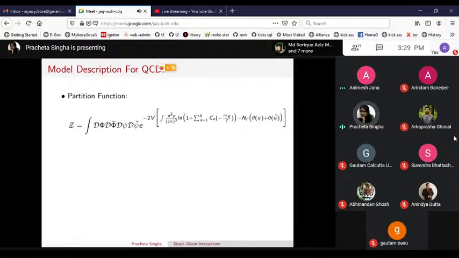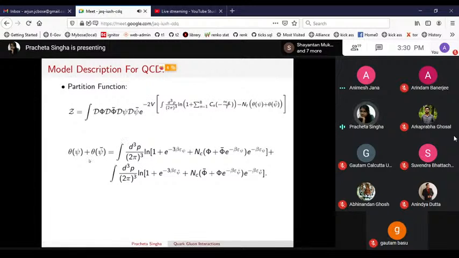A partition function is from where you can evaluate all the thermodynamical quantities starting from your Lagrangian density. And here we can see this psi and psi bar are our quark field, and here we have the distribution function for quark and antiquark. Along with that, in this model we have a distribution function for gluon. This is a term for the distribution function for gluon.